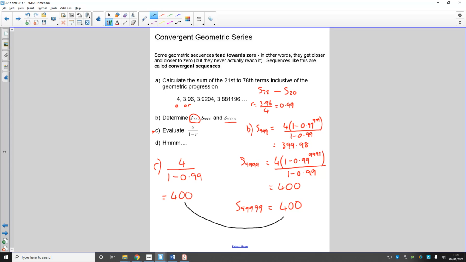That this gives us the same as the sum of 9,999 terms and the sum of 99,999 terms. They're the same. So using this formula, when we have an infinite number of terms, will help us work it out much more quickly.